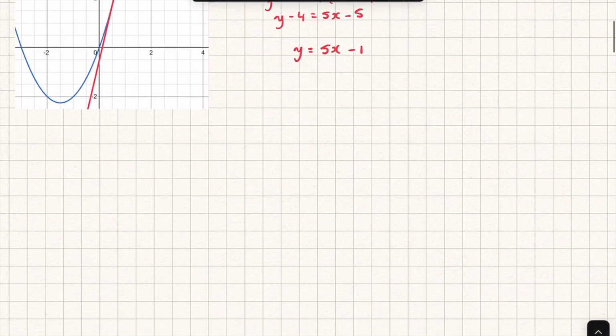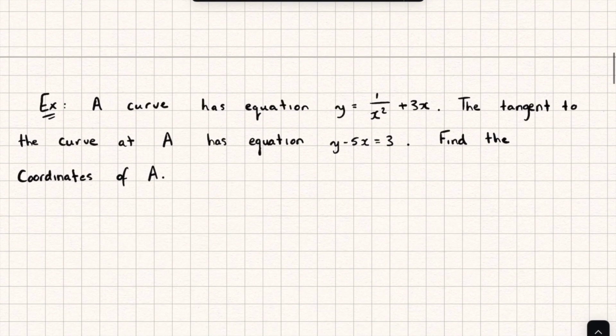Let's look at the final question we're going to look at. And it says a curve has this equation given here. So it's a bit more complicated, this function. And it says the tangent to the curve at a point A has the equation y minus 5x equals 3. And we're asked to find the coordinates of the point A. So there's a bit more problem solving in this question.